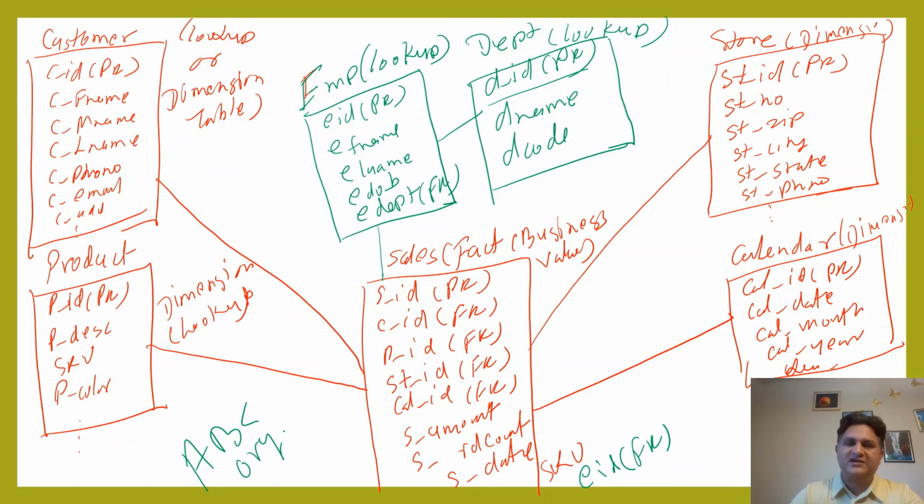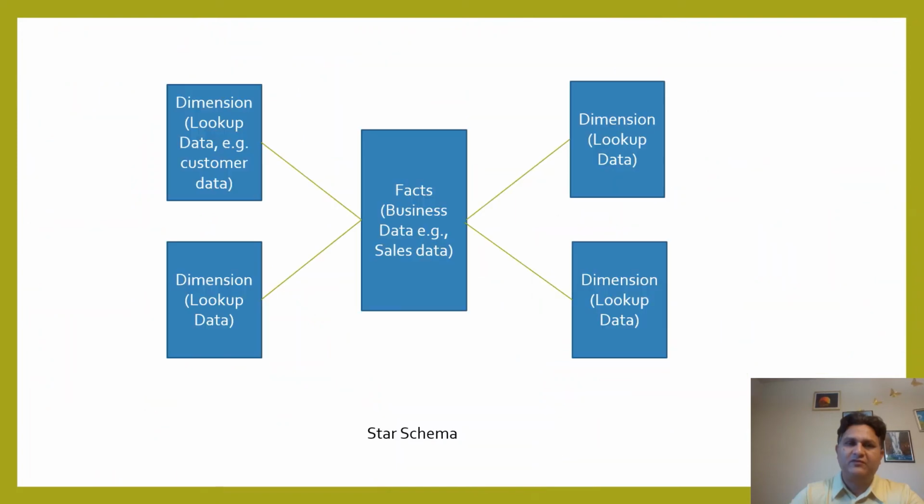Okay, so let's understand this through the PPT. Next slide I will go, right? So if you see, we are talking about the fact, which is in the center, which is the business value, surrounded by the dimension tables or lookup tables, where we have the lookup data, dimension data. If this kind of architecture, this kind of design schema we are following, this is your star schema.